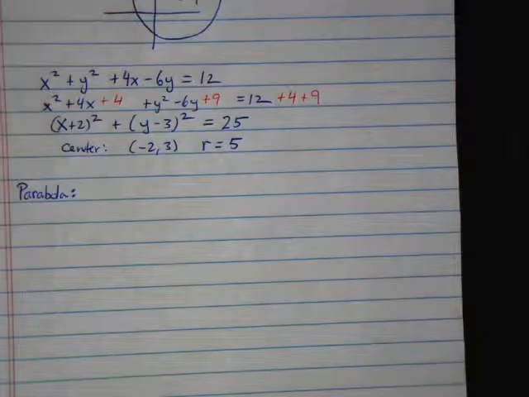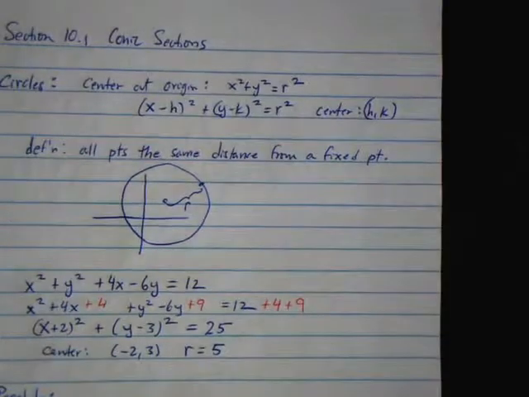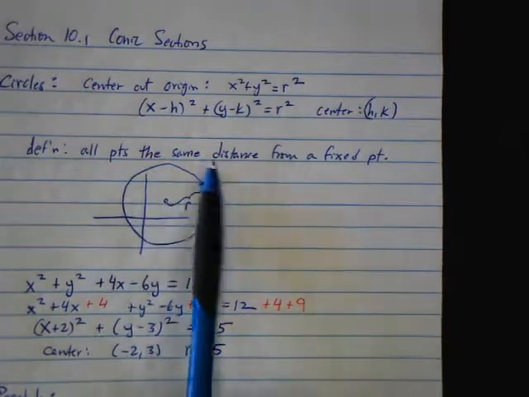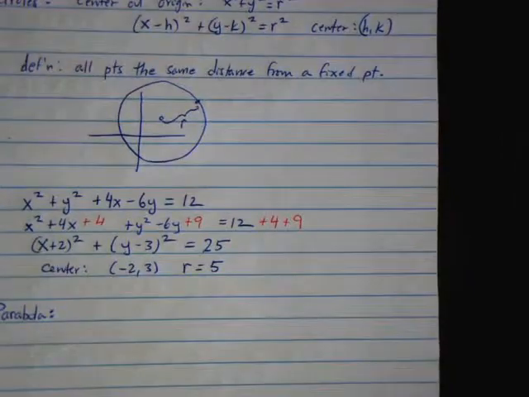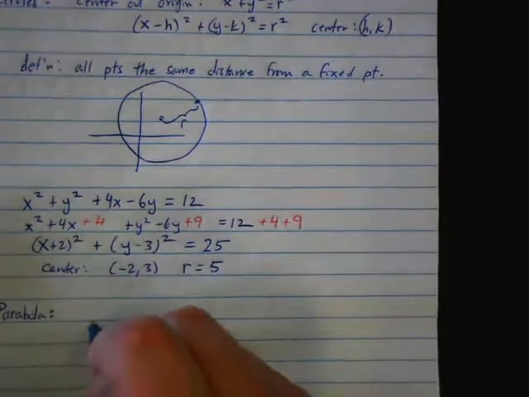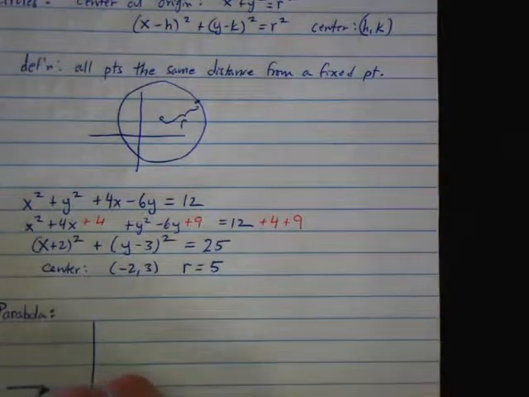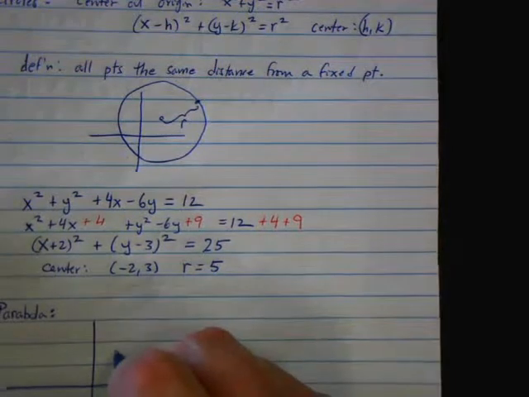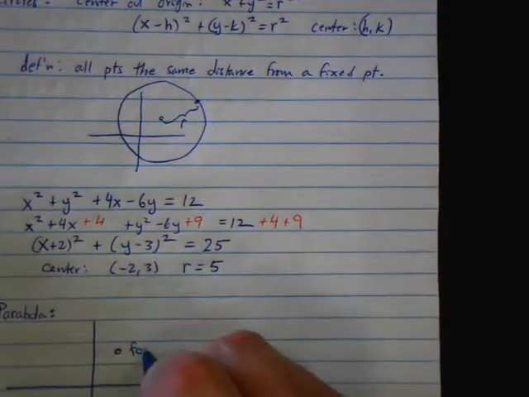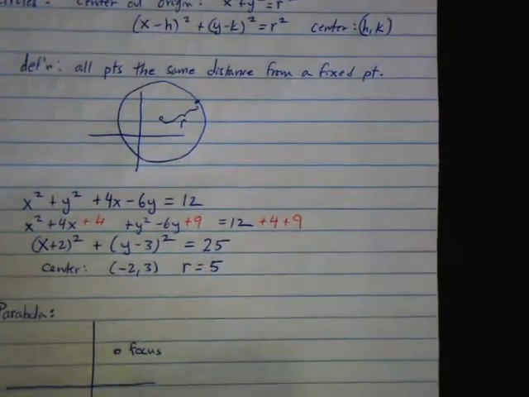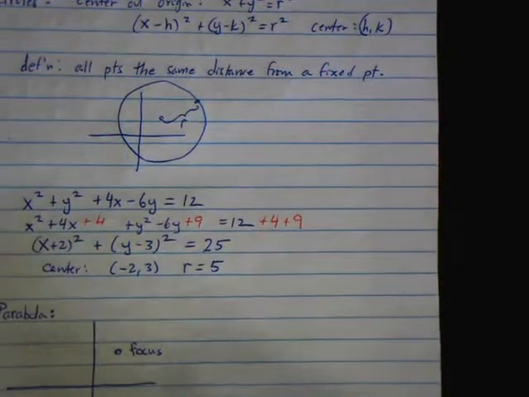Okay, well, our definition of a circle was all points the same distance from a fixed point. A parabola has a description like that too. Anybody know the classic Greek definition of a parabola? Classic Greeks, huh? For a parabola, you have a point called the focus, and then you have a line known as the directrix.